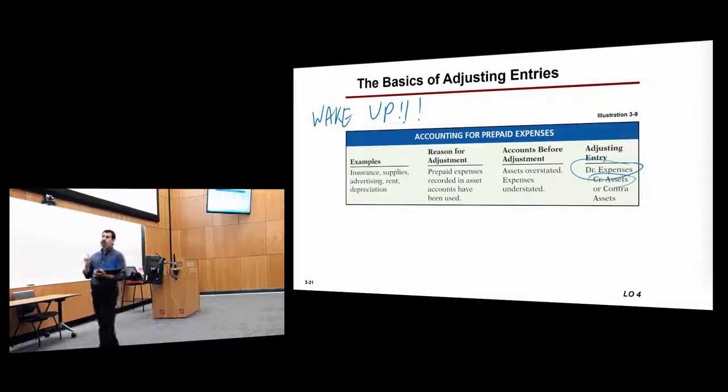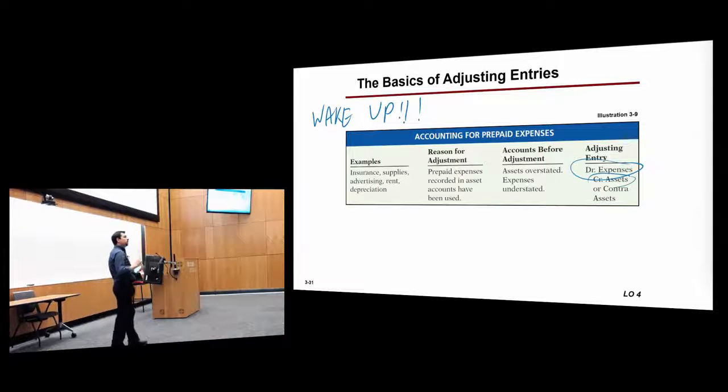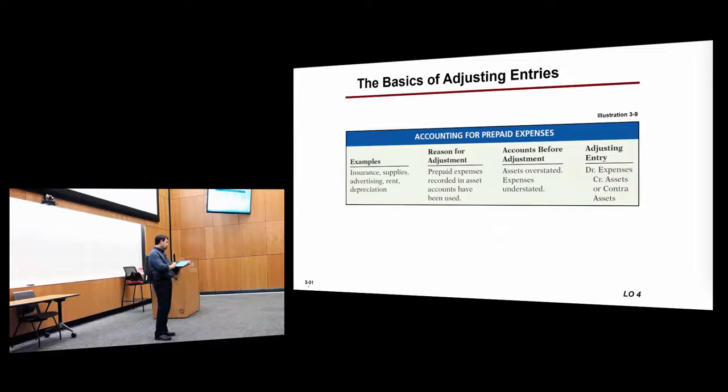Before that, our asset was overstated. Before making the adjusting entry, we said that we had 12 months worth of insurance policy. At the same time, we said we hadn't recognized any expenses as insurance expense. So our expenses were understated. We'll fix that. Any questions?